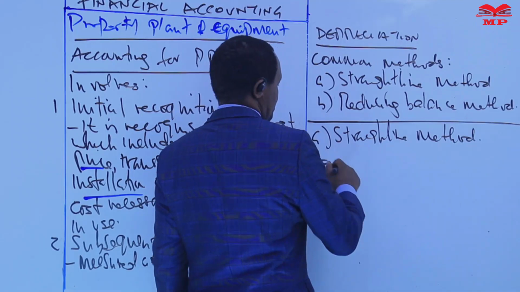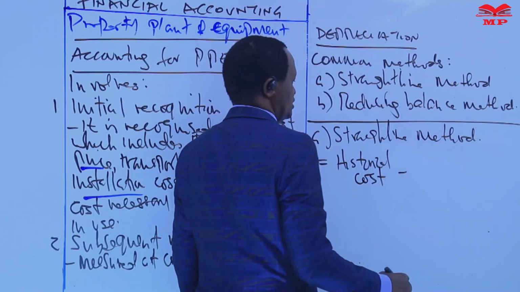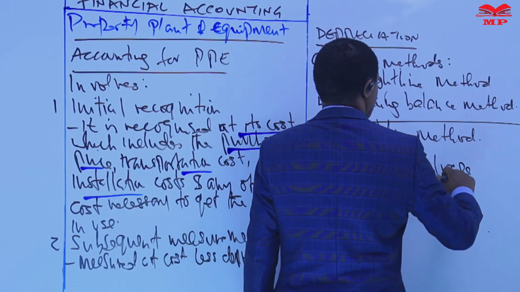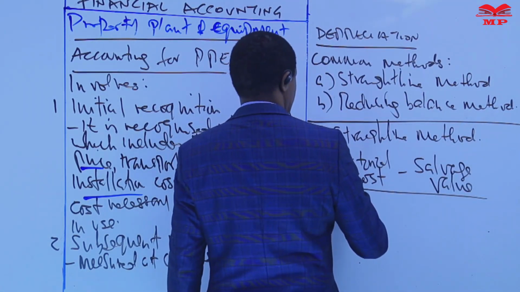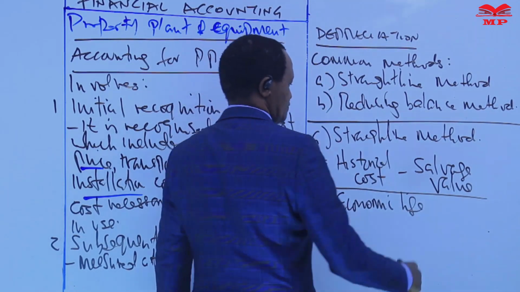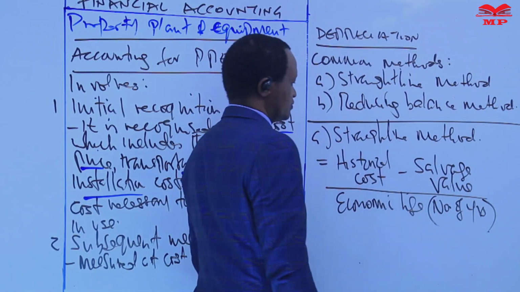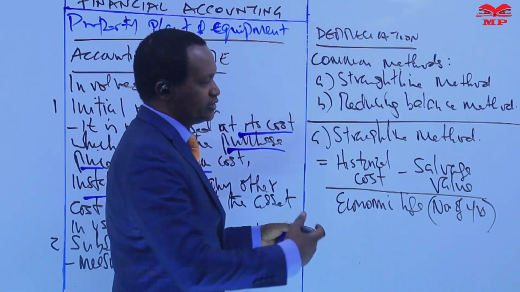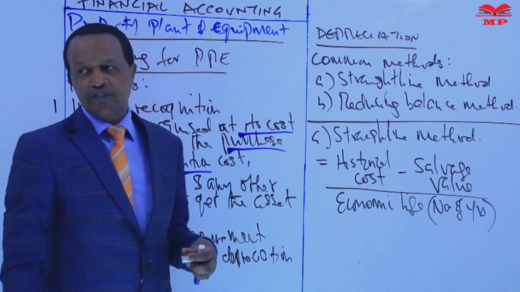And the formula is, we take the historical cost, we deduct the salvage value or the scrap value or the residual value, we divide it by the economic life of the asset or number of years. That gives you the depreciation per annum. Then it is spread out through the economic life of the asset. Is that clear up to that point?